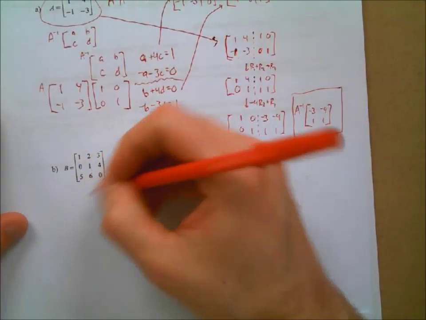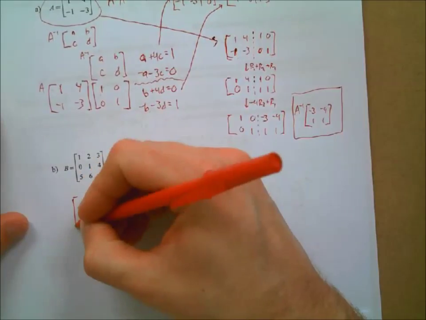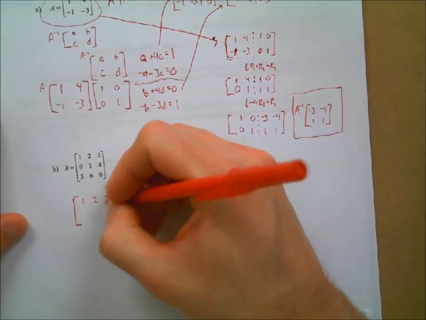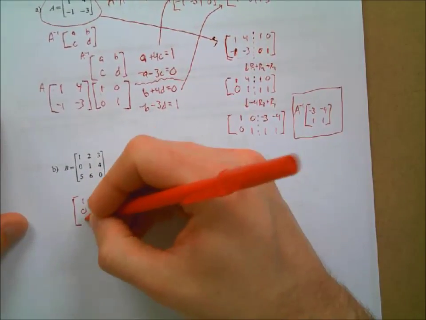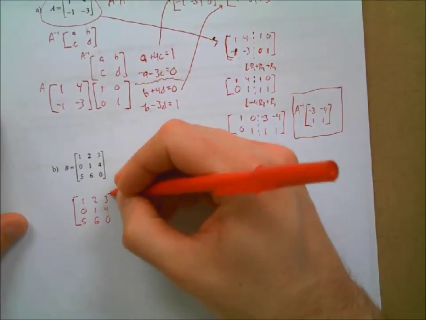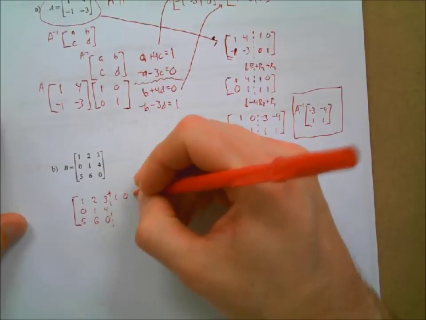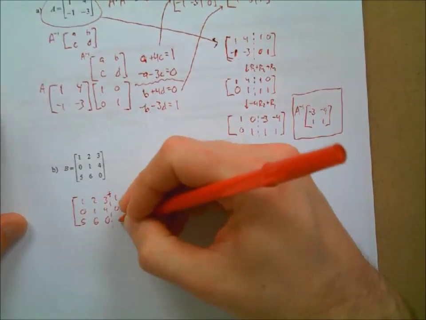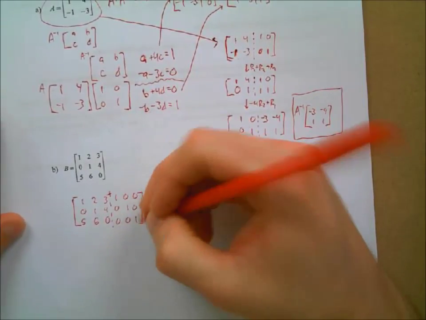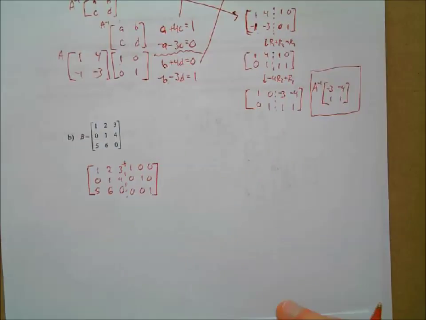So we're going to take B. Let's do this one now. So we'll do 1, 2, 3, 0, 1, 4, 5, 6, 0. I'm going to augment that with the identity matrix, like that. Does this answer your question?